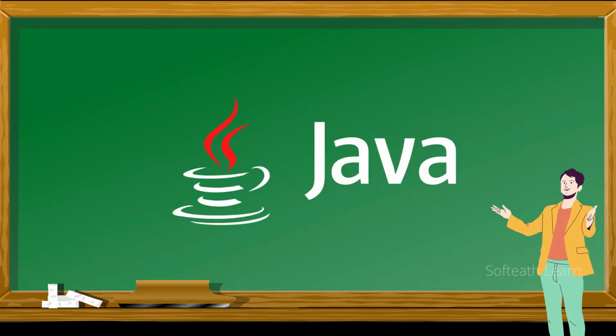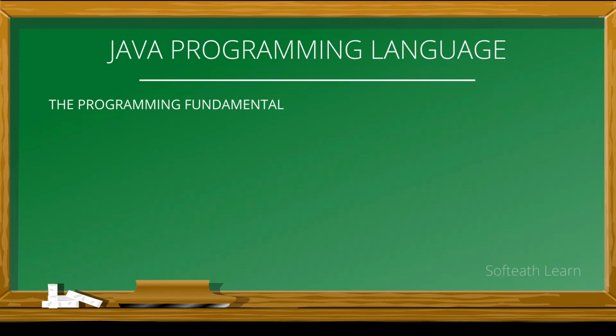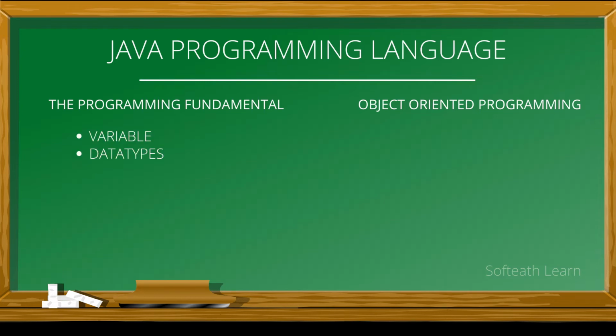Today we are going to start a new course about the Java programming language. This course is divided into two parts, the programming fundamentals part and the object-oriented programming part. In the programming fundamentals part, we will learn about the basics of programming. For example, we will talk about variables, data types, operators, conditions, loops, and methods. These are the basics of every programming language. So if you learn these concepts in Java, you will be able to apply them in other programming languages easily.